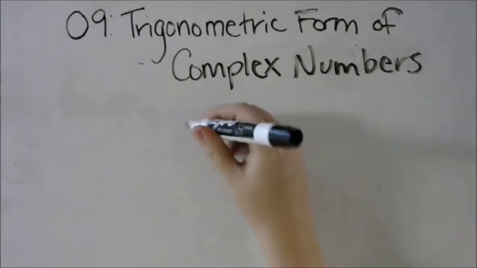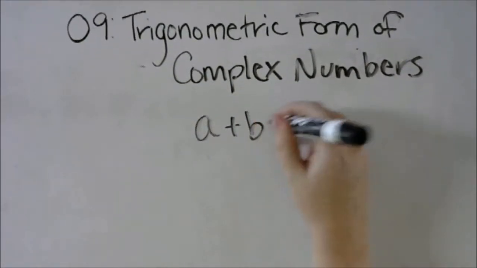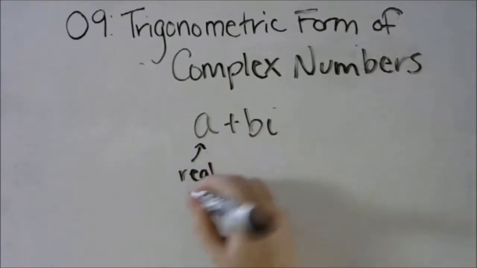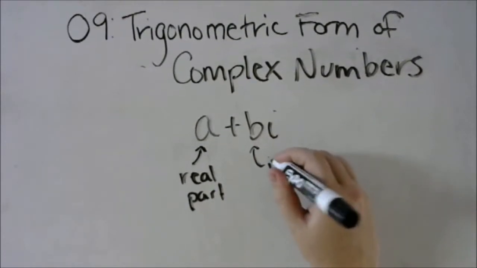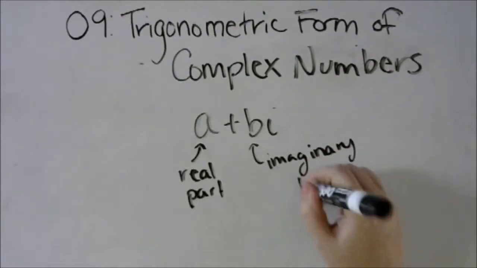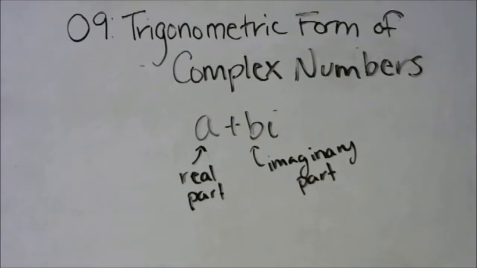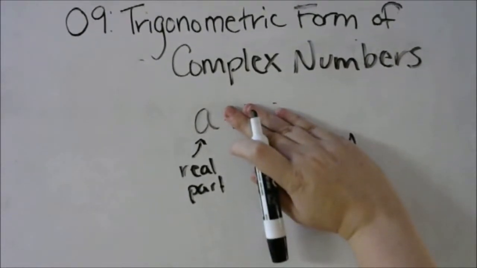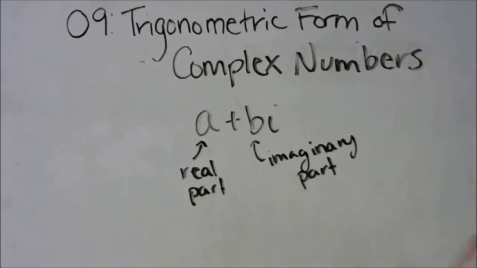A complex number can be written in the form a plus bi, where a is considered the real part of the complex number, and b is considered the imaginary part. What makes a number complex is the introduction of the imaginary part. Keep in mind, because of this format, that all real numbers are by default complex numbers. They just have an imaginary part of 0.